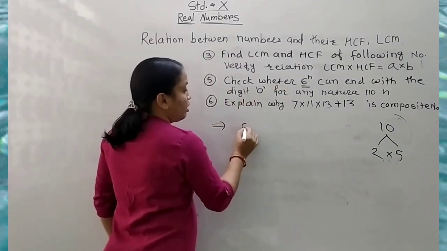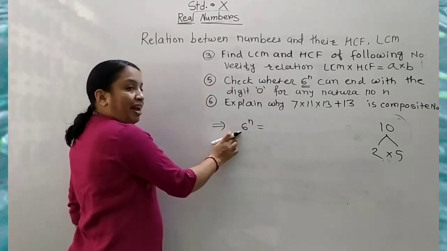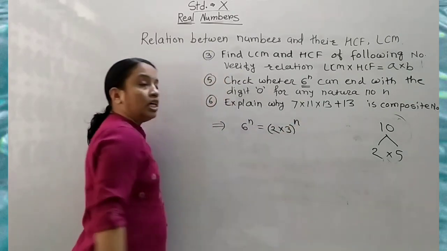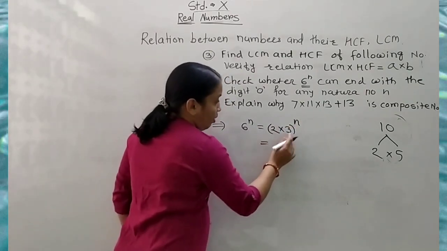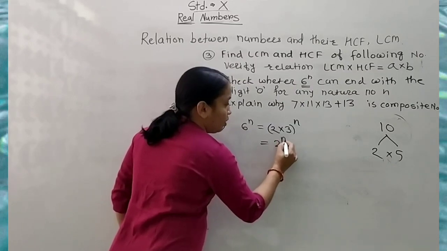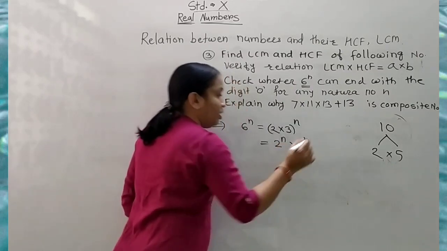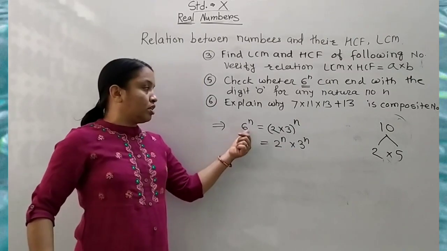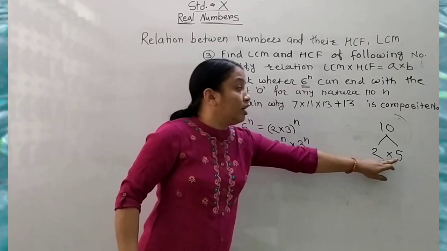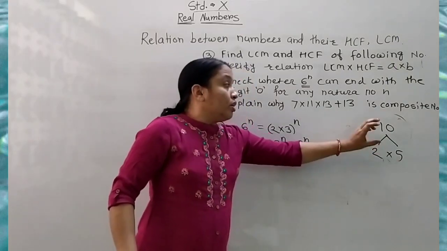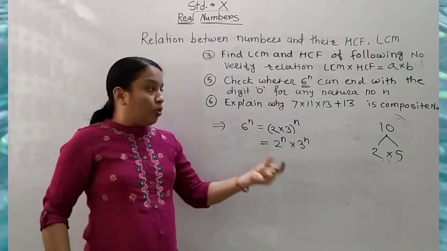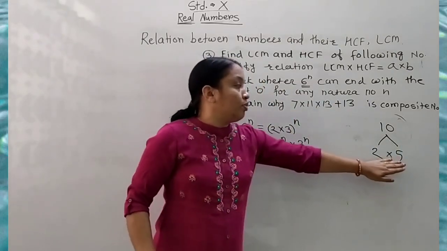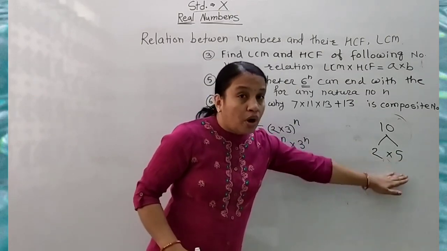Now take 6 raised to power n. Now do the prime factorization of 6, that is (2 into 3) raised to power n. Apply the exponent rule, that is you can write it as 2 raised to power n and 3 raised to power n. Okay. Now if you observe, the prime factorization of 6 raised to power n doesn't contain 5, because for ending with digit 0 there should be 2 as well as 5. Here only 2 is there, but prime factor 5 is not there.